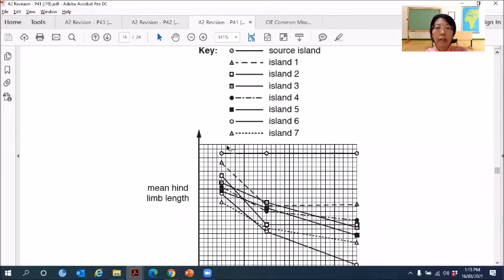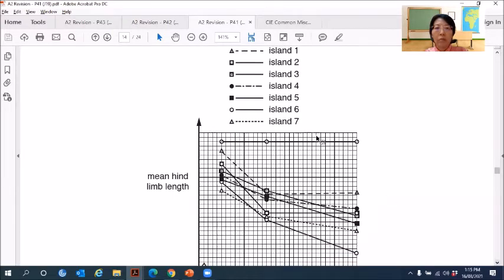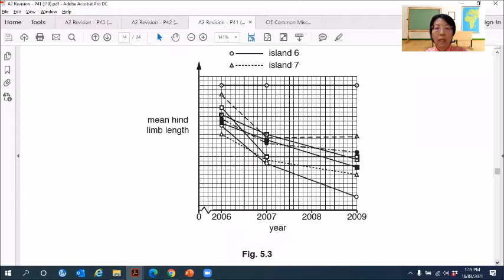Source Island is the one here. There's no change because there are no changes in environmental factors. But if you look at the rest of the islands, you can see that the mean hind limb length has dropped with the number of years they are found on the island because of the selection pressure from the island itself, which only provides three branches with smaller diameter. Therefore only the favorable phenotype, the shorter hind limb, will be selected. Therefore, the hind limb length will drop with the number of years, showing you directional selection.